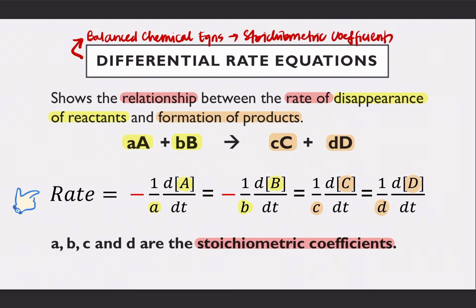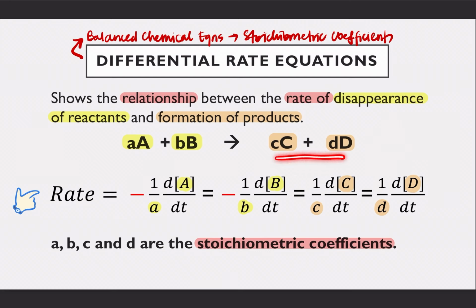So you must write rate equals to, then look at your reactant. So your reactant A, you will write negative 1 over a, its stoichiometric coefficient, d concentration of A, maksudnya change of concentration of A over time, equals to, then do the same for B. And then you have this negative because they are reactants and the concentration of your reactants will deplete, berkurangan, that's why you have negative.